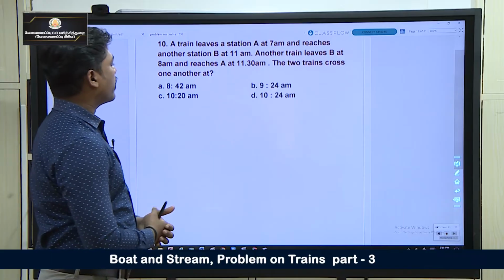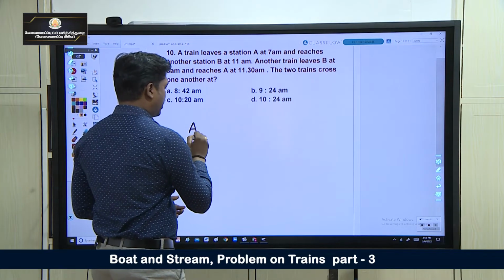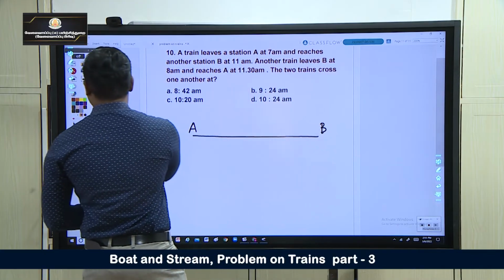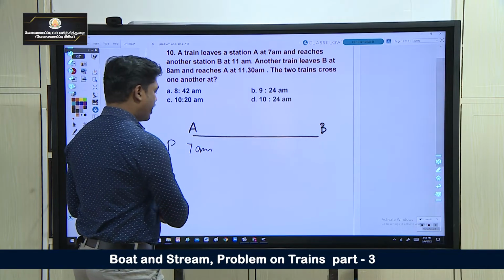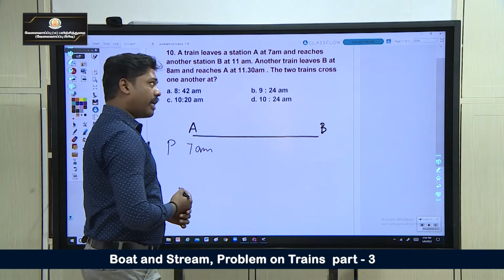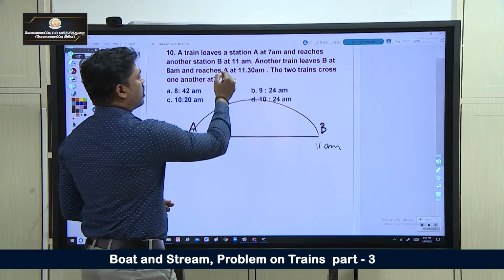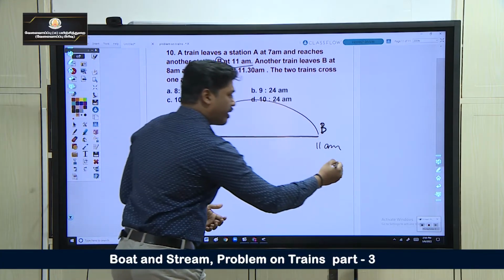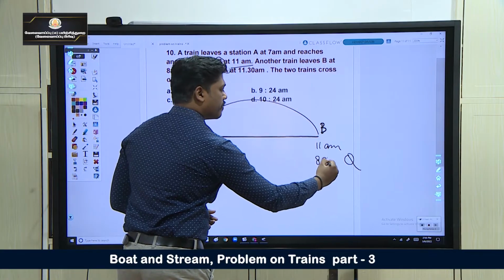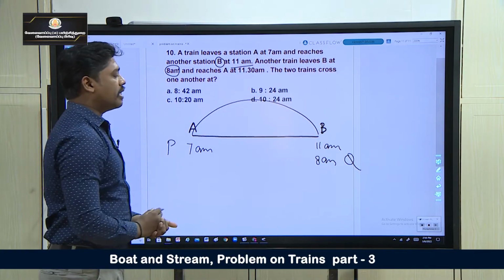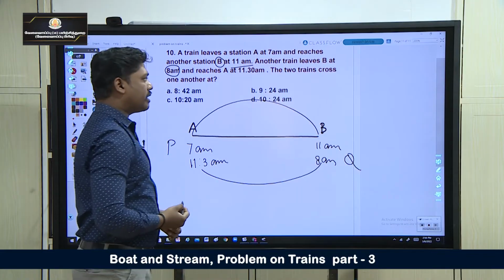The next sum is, look at here, a train leaves a station at 7 a.m. So this is station A and this is station B. Train leaves station A at 7 a.m. Let me take this as train P. Train P leaves station A at 7 a.m. and reaches station B at 11 a.m. Now another train, let me call that Q. That train leaves station B at 8 a.m. and reaches A at 11:30 a.m.